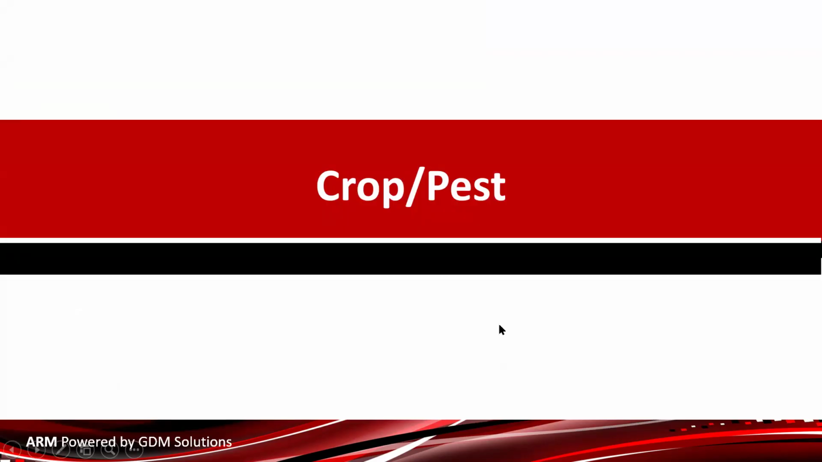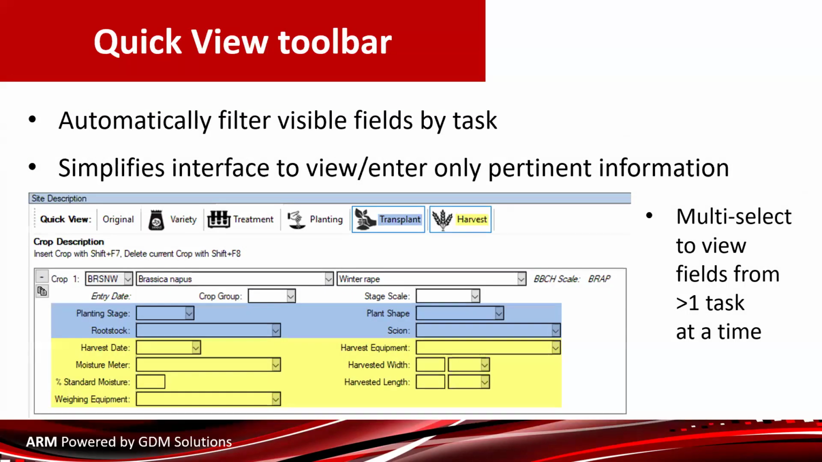Okay, the next section would be both our crops and pests. Those two pair together nicely. And one big difference we'll see on the screen in the crop and the pest description is there's this function called the quick view. Most especially in the crop description, there are a lot of fields and they have different functions. We found there are really different groups of fields depending on what type of information or what time of the year we're talking about.